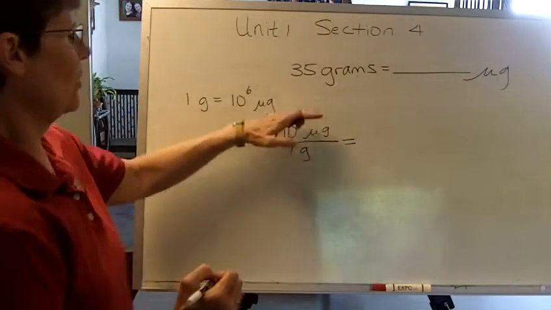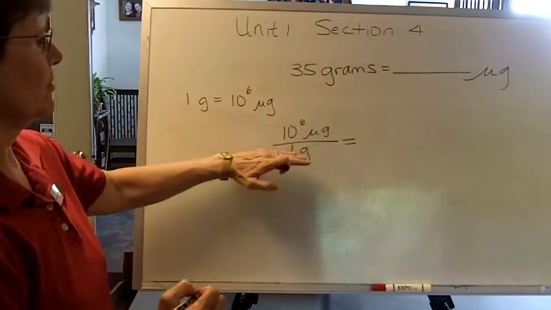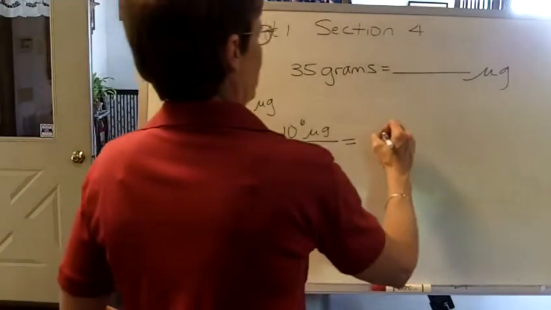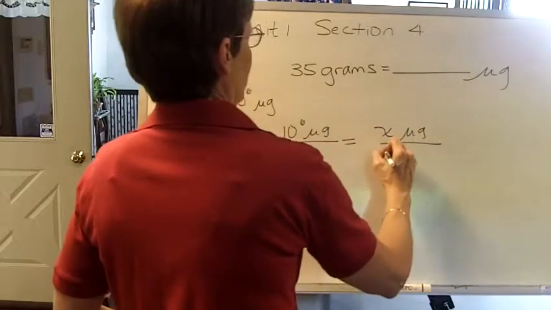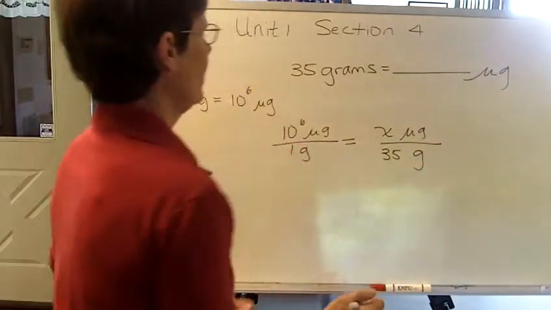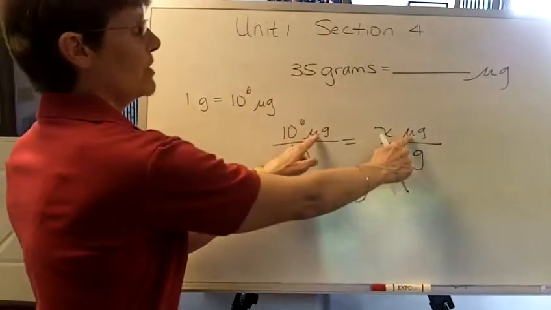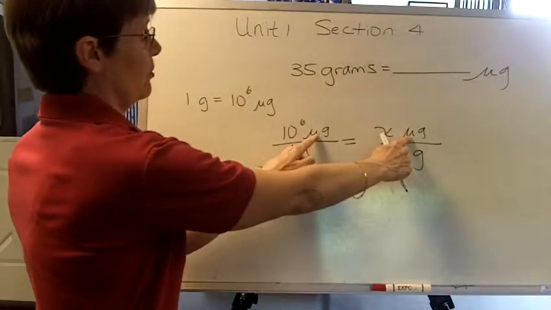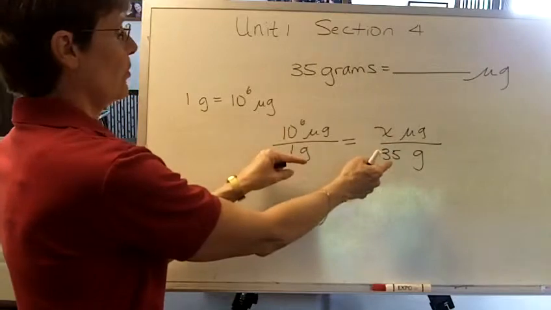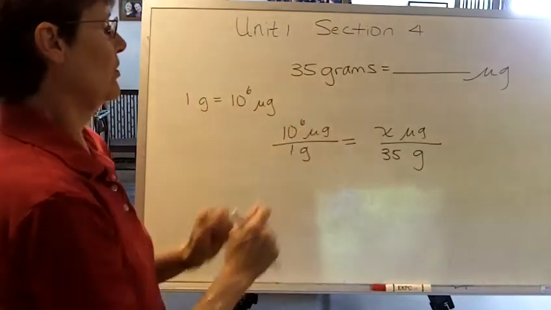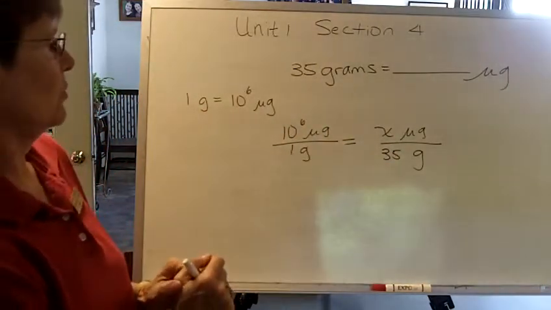So this ratio will always be true, this ratio of micrograms to grams. I'm trying to find micrograms, so I can say x micrograms over here and 35 grams on the bottom. So again, remember that if the micrograms are going to be on the top, they have to be on the top on both fractions. But they don't have to be. You can flip this if you want and put grams on the top, but just make sure they're in the same position on both sides of the equal sign.